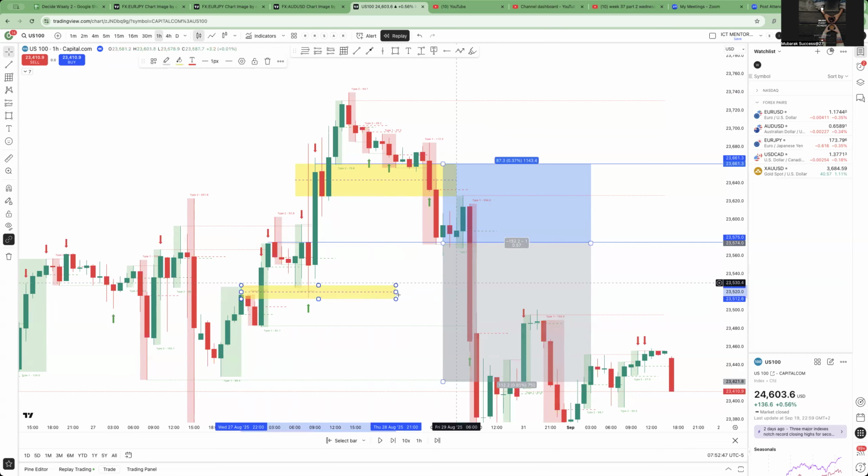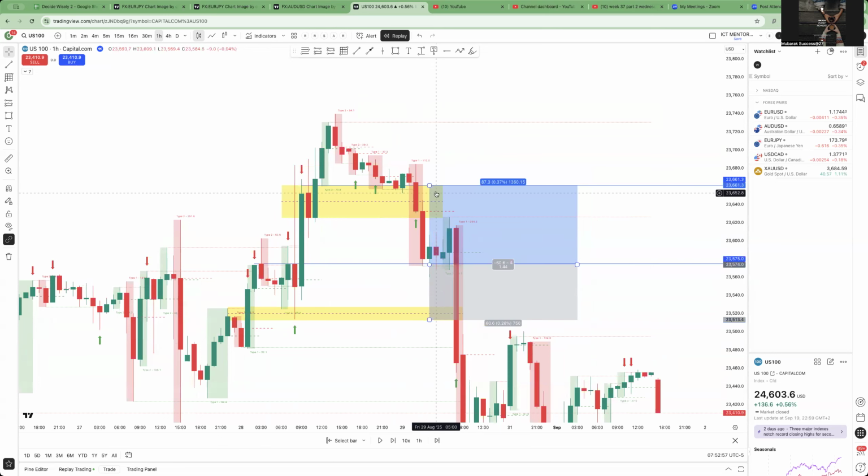A red candle will be printed here. But let's say for some reason there's something here that excited you and you bought and you put your stop here. 60 points, 80 is more than enough, or even leave it there. I don't know. Whatever.